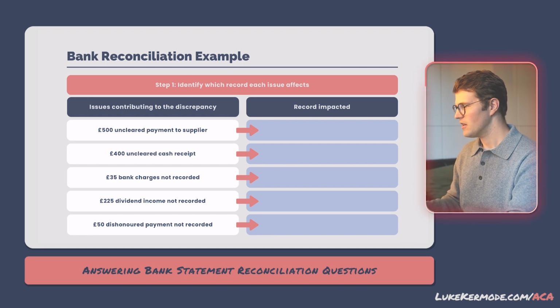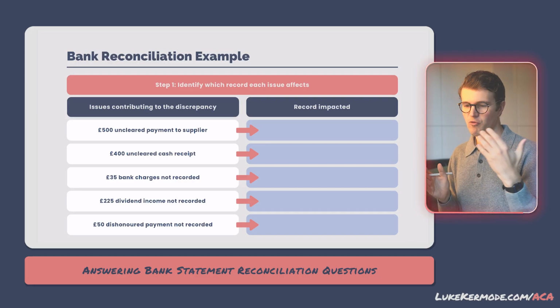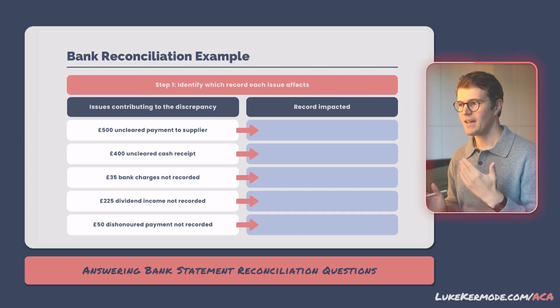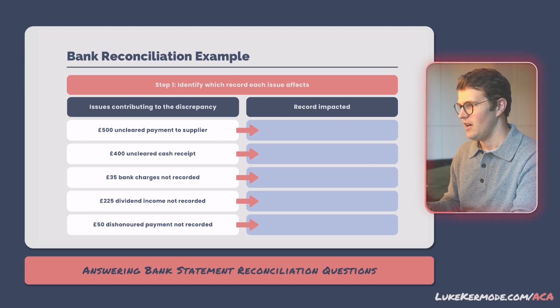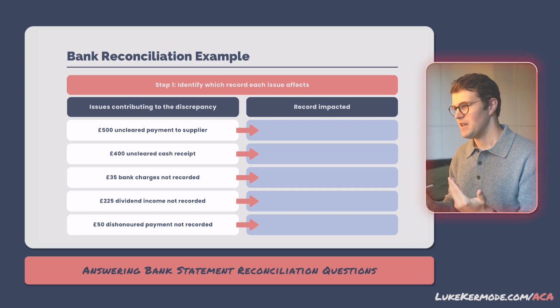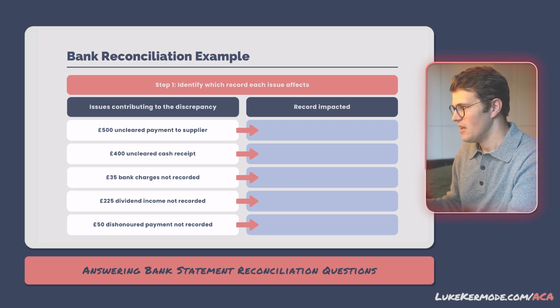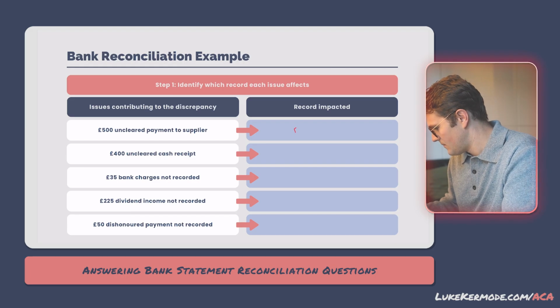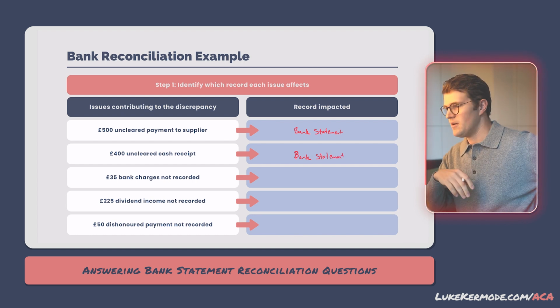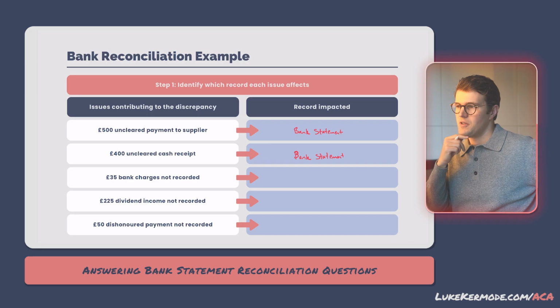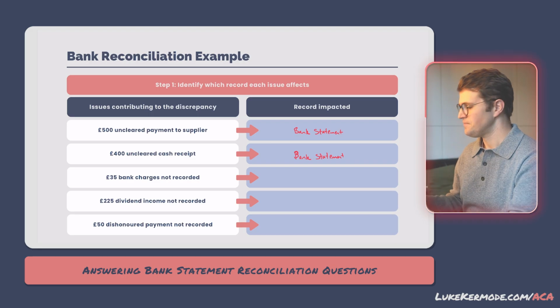So first, the uncleared payments and receipts. These have already been recorded in the cash at bank account but haven't yet appeared on the bank statement. These are timing differences, so they impact the bank statement, not the cash at bank account. So that's the record that's impacted by those uncleared amounts.